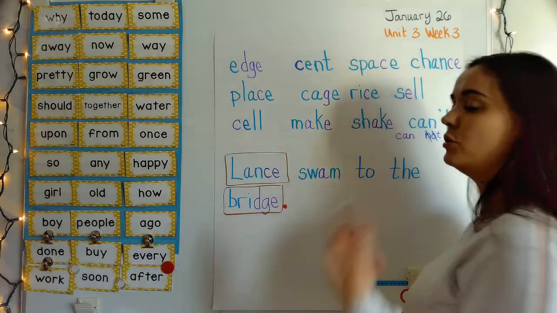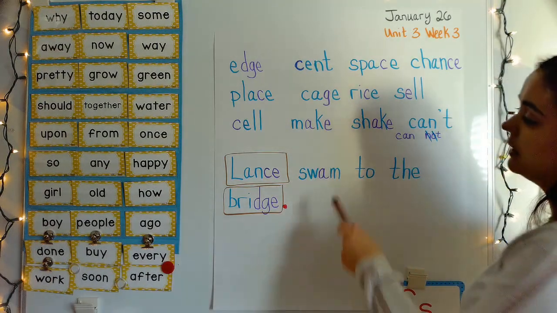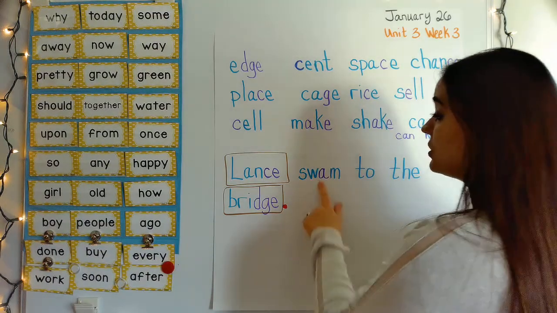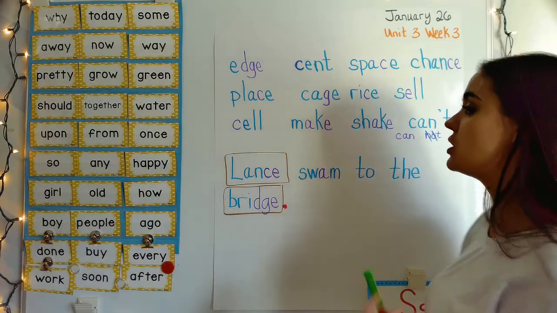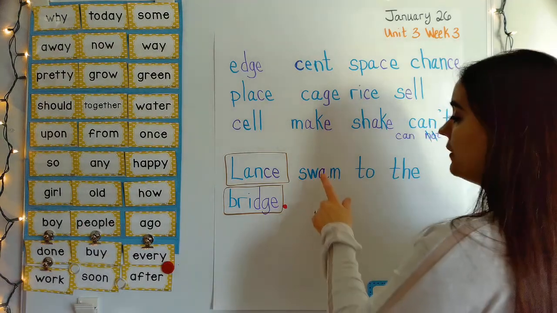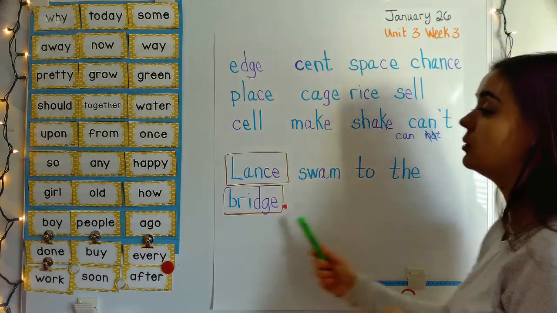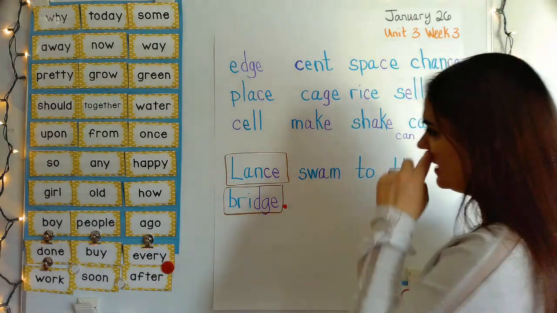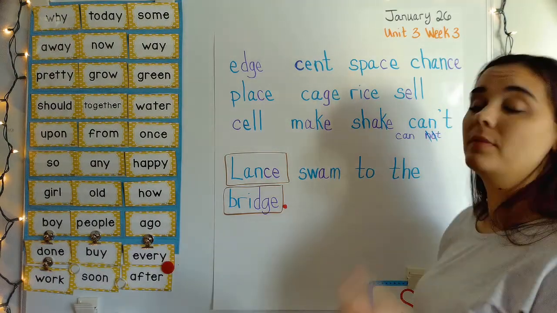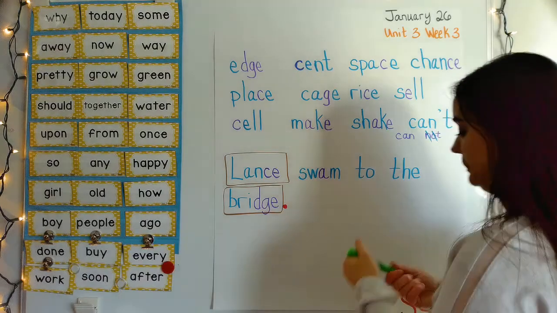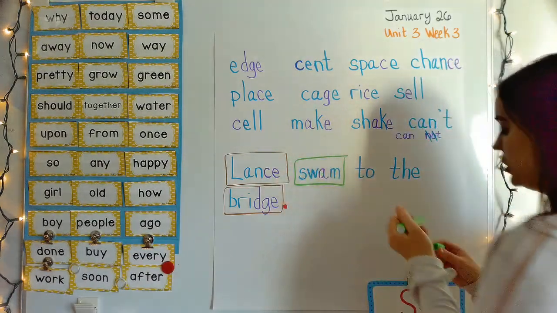Now, what is Lance doing in this sentence? He's swimming. He swam. So swam is actually the past tense of the word swim. Like if you are swimming, you're doing it right now. If you swam, you did it yesterday. So when Lance swam to the bridge, it means that he already did it. Maybe it wasn't yesterday, maybe it was just an hour ago. But swam, past tense of the word swim. Lance swam to the bridge.